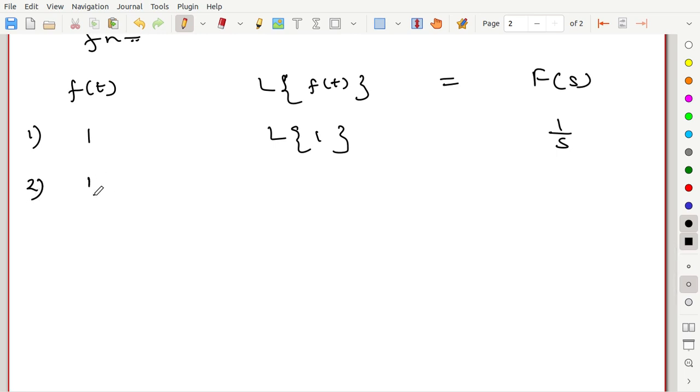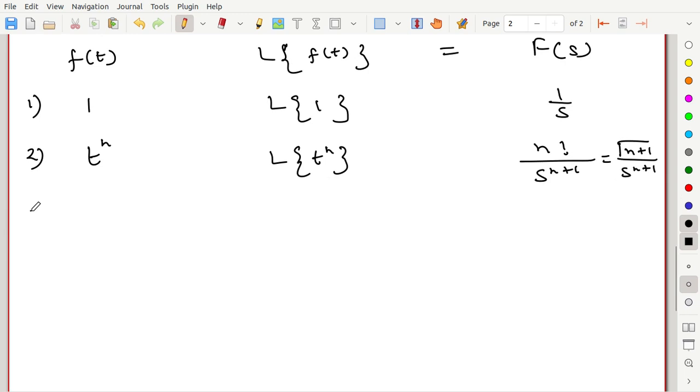The next standard function is t power n. If f of t is t power n, then the Laplace transform of t power n is equal to n factorial divided by s power n plus 1. This is also equal to gamma of n plus 1 divided by s power n plus 1. Both are equal. Sometimes we will use the n factorial form, and other times we will use the gamma of n plus 1 function.